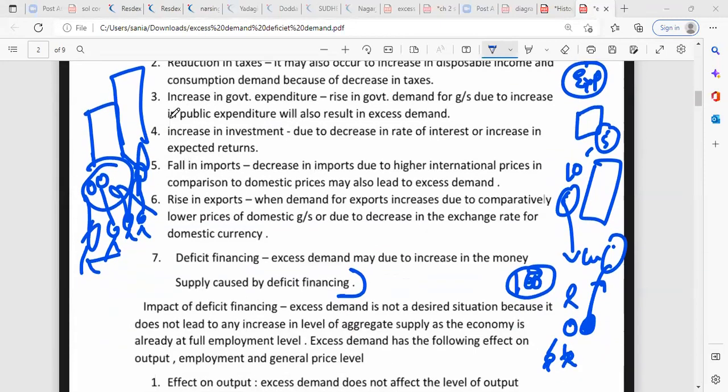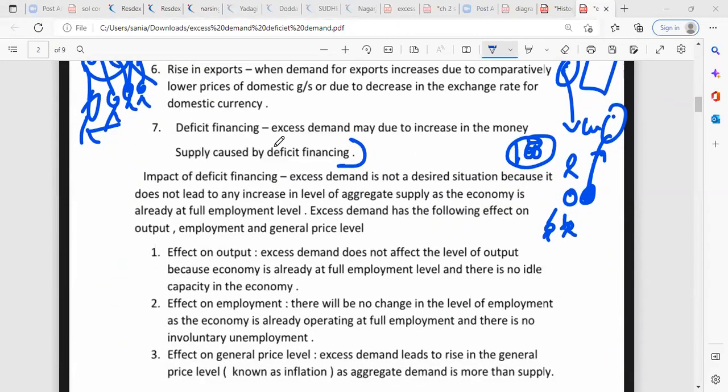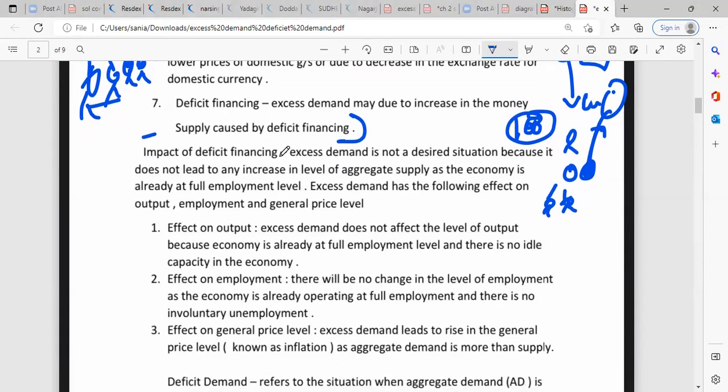Okay. So now the question is, ma'am, what is this deficit financing? Deficit financing means excess demand, right? Because money supply increased. So that is deficit financing. The impact of deficit financing is that excess demand is not a desired situation because it does not lead to an increase in the level of aggregate supply.